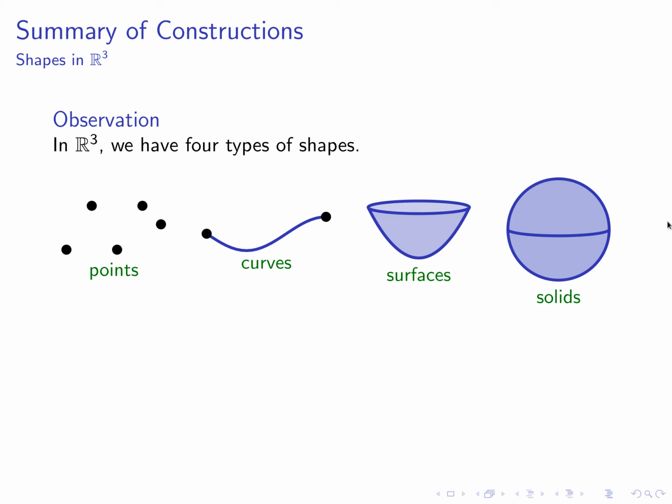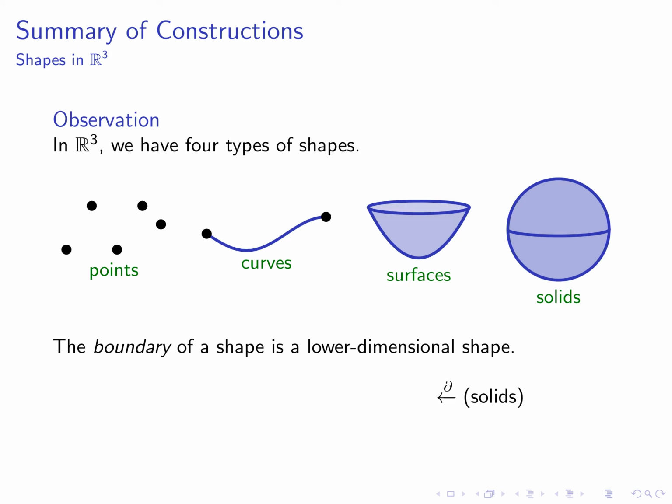And when we manipulate surfaces, or when we think about parts of them, one thing we do is we look at the boundaries of a surface or of a shape. So the boundary of a shape is always a lower dimensional shape. So for instance, let's say that we were studying a solid, and we decided to take the boundary of that solid. Well, the boundary of a solid is a surface.